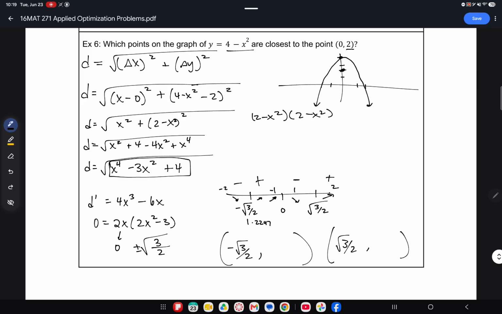And then I can get the actual y values by substituting them back into the original. Y equals 4 minus x squared, right? So 4 minus 1.5 is what, let's see, 2.5? And then it would be the same over here because the squared is going to cancel out that negative. And there we have it, some points that are minimum distance away from the point 0, 2.